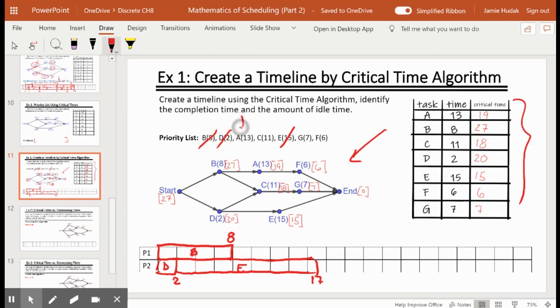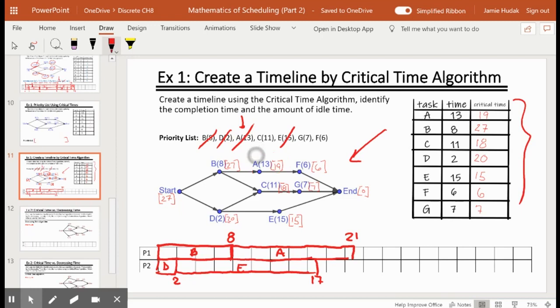So I'm looking to schedule A, and we see that the worker that is available is worker 1 at the end of task B. And if we look at this graph, yes, A can be done as soon as B is done. So we're going to take A's 13 units, 2, 4, 6, 8, 10, 12, 13. 13 plus 8 brings us to 21. There's task A. I'll cross it off.